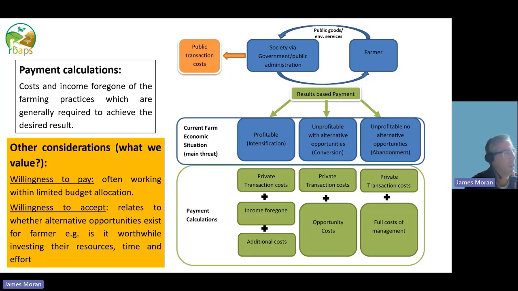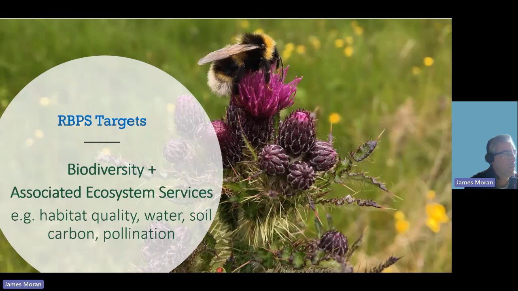Generally, in terms of the payment calculations, they're based on costs incurred and income forgone of the farming practice, which are generally assumed or required to achieve the desired result in a particular context. In Ireland to date, we have focused our results-based payment schemes, pilots and projects on biodiversity targets and associated ecosystem services. But as I'll show in a number of the examples, these have included measures of and results on habitat quality, water, soil quality and pollination.